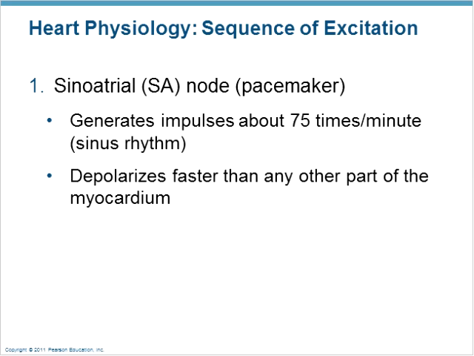We look at the nervous system of the heart. We actually follow the heart through several sequences or several anatomical entities. The first is the sinoatrial node, often referred to as the SA node. The SA node is called the pacemaker of the heart. It generates impulses about 75 times a minute, and that's referred to as the sinus rhythm, sinoatrial rhythm. It depolarizes faster than any other part of the myocardium.